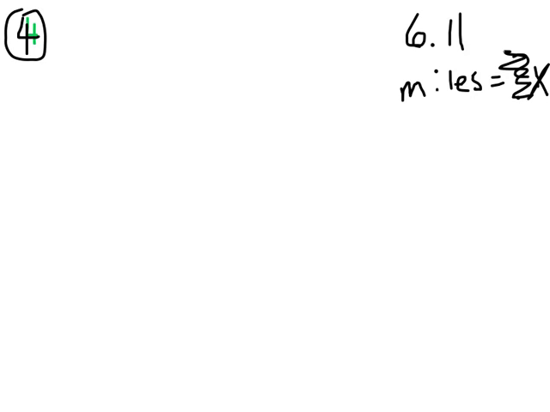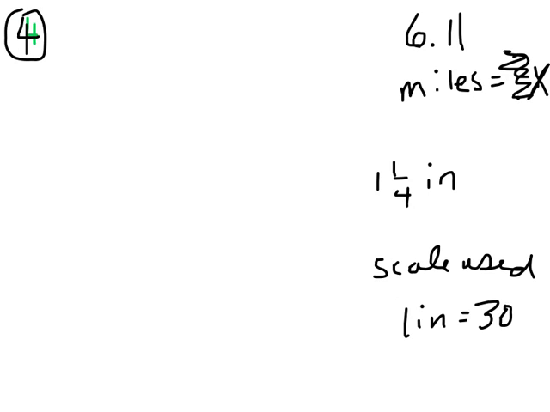In the width of a state, if the distance is 1 1/4 inches on the map, so we have 1 1/4 inches on the map, and the scale used, they're going to give me the scale. The scale used is 1 inch equals 300 miles. What am I going to do with that scale here so I can solve this problem?